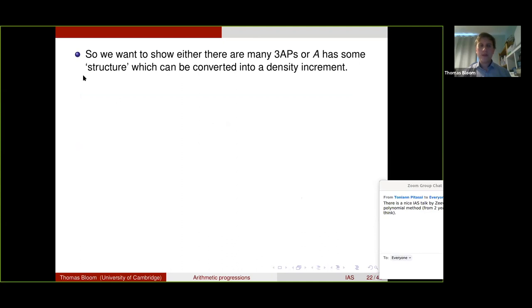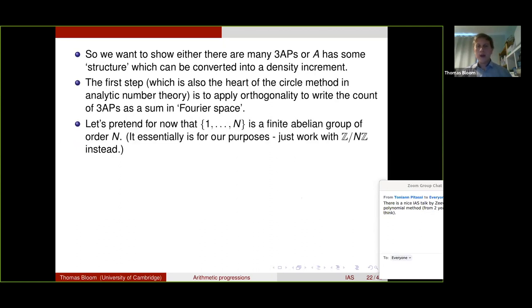Okay, so how does this dichotomy actually work? Either we want to show there are many progressions or A has some structure. The first step, as I've said, is that we're going to use Fourier analysis. We're going to apply orthogonality to write the count of three-term progressions as a sum in Fourier space. It's convenient to pretend that 1 up to N is a finite abelian group of order N. Essentially it is, so you can just work with Z mod NZ. That's equivalent for our purposes.